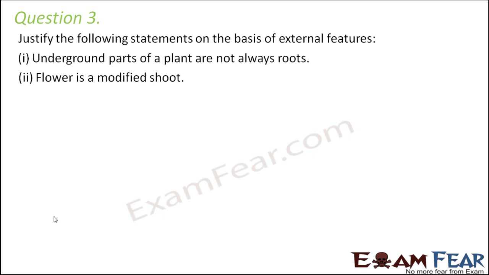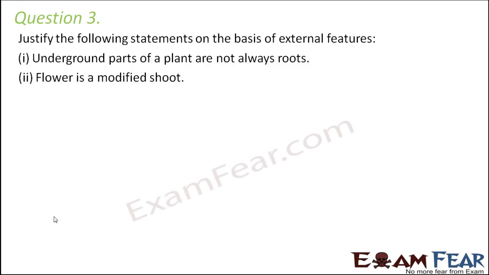Justify the following statements on the basis of external features. Underground parts of a plant are not always roots. Well, that is very obvious. Now that we have studied about all the parts of the plant, we have actually seen that it is not always necessary that roots have to be underground. There can be aerial roots. We have actually seen roots which are above the ground. We have actually seen roots which help in respiration. They grow above the ground.